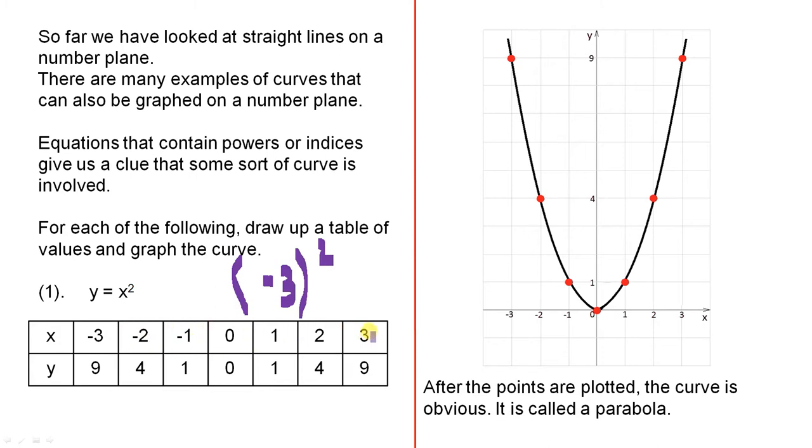Once these 7 points are plotted on the number plane, we get something like this. See all those red dots there? You can see that you can't form a straight line, so if you just sketch it, that is just a rough idea, you can see that there's a curve there. Definitely not a straight line. So after the points are plotted, the curve is obvious. It is called a parabola. That's the name of that curve.